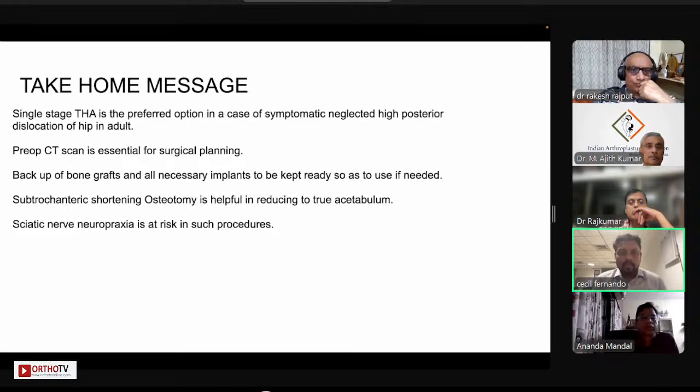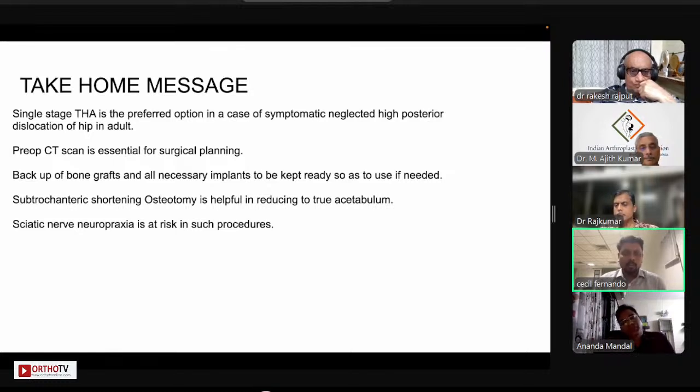So the take-home message would be to do single-stage total hip arthroplasty in a case of symptomatic neglected high posterior dislocation of the hip in an adult. Pre-op CT scan is essential for surgical planning. Better to keep a backup of bone grafts and all necessary implants like a small size cup, modular stems, metal augments in the OT. Subtrochanteric osteotomy is definitely needed if the limb length discrepancy is more than 4 centimeters. Here it was 6 centimeters. Sciatic nerve neuropraxia is a risk in all such procedures, even though we didn't have it in this case.